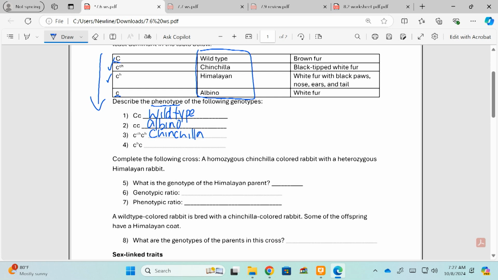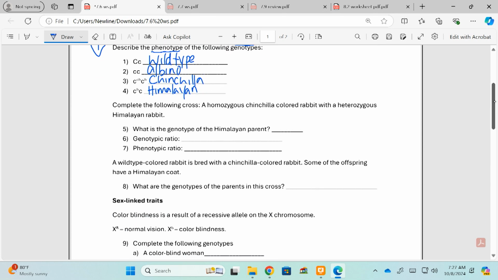Okay, here's the last one. We got CHC. The CH is the Himalayan, and that recessive one is the albino. We'll see the Himalayan here because it's more dominant than the albino is. So let me write Himalayan here. Great. Okay, so now I think we'll get into actually crossing some of these.